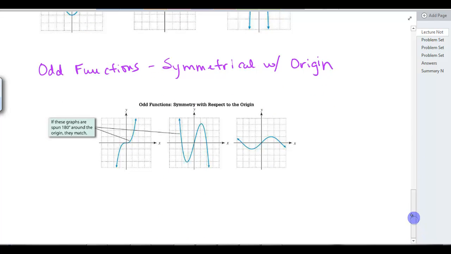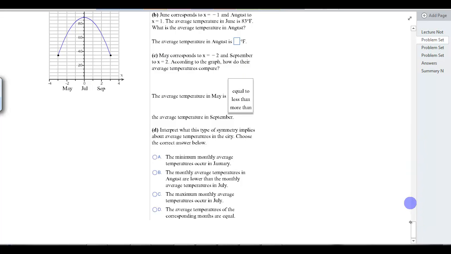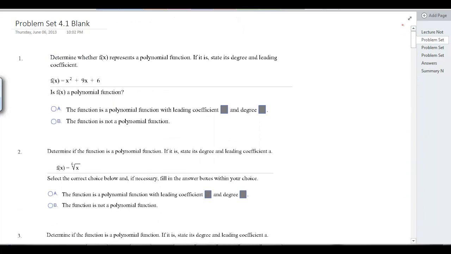All right, so I think that's all the notes. We should be able to get started on our problem set. Let's go back to the start here. And we start out saying, are these polynomial functions? If they are, state the degree and the leading coefficient. So, is this polynomial? Yep, no problem with the exponents. It does look polynomial, so we're going to choose that. It says, what's the leading coefficient? There's no number in front of the x squared, so that's going to be a 1. It's understood. And the degree is 2.